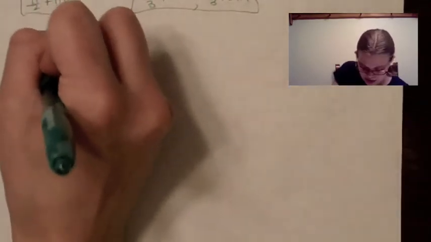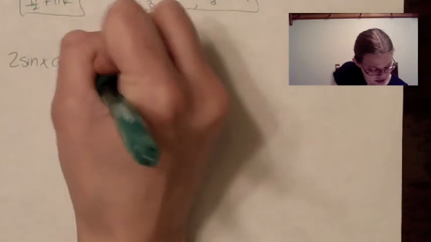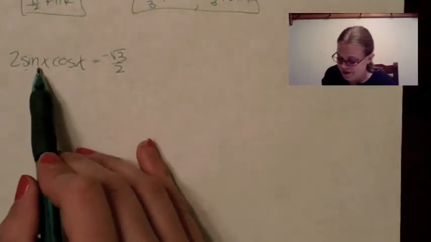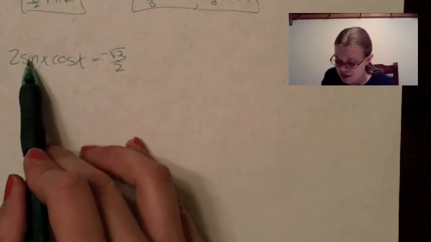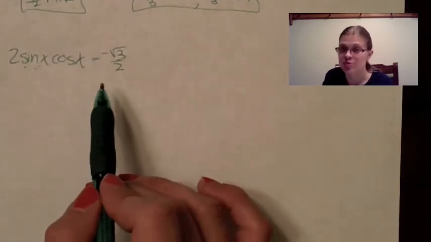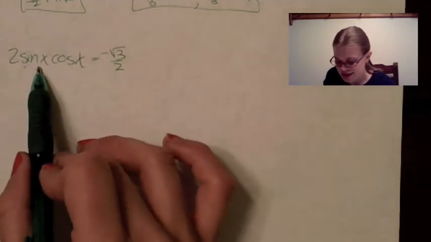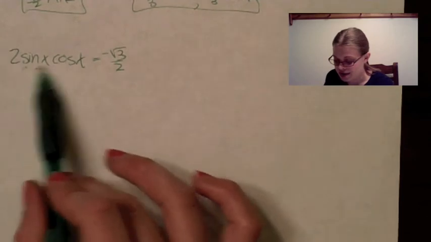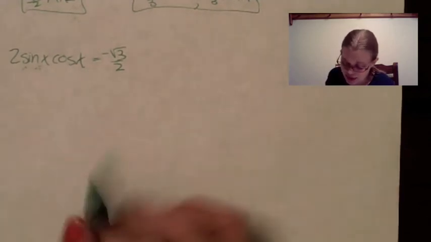If I give you one that is 2 sine x cosine x equals -√3/2. Now, this is problematic as well because I can't set one of these equal to √3/2 and the other one equal to √3/2. It doesn't work that way. So I can't factor anything out. I can't add one to the other side. I can't divide anything, that would be weird.